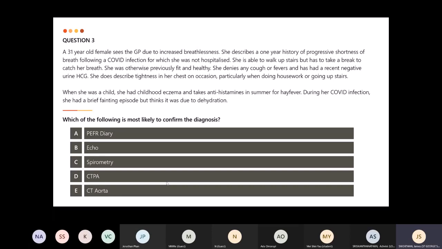She does describe tightness in her chest on occasion, particularly when doing housework or going upstairs. When she was a child, she had childhood eczema and takes antihistamines in summer for hay fever. And during her COVID infection, she had a brief fainting episode, but thinks it was due to dehydration. So which of the following is most likely to confirm the diagnosis?